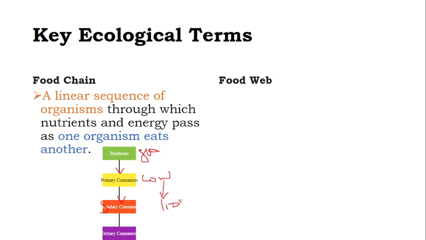Apart from the lion, the lion also can be eaten by, I can say, bacteria, or let me say another organism which can eat the lion, called the tertiary consumer. So a little bit later, I'm going to show you an example of food chain.